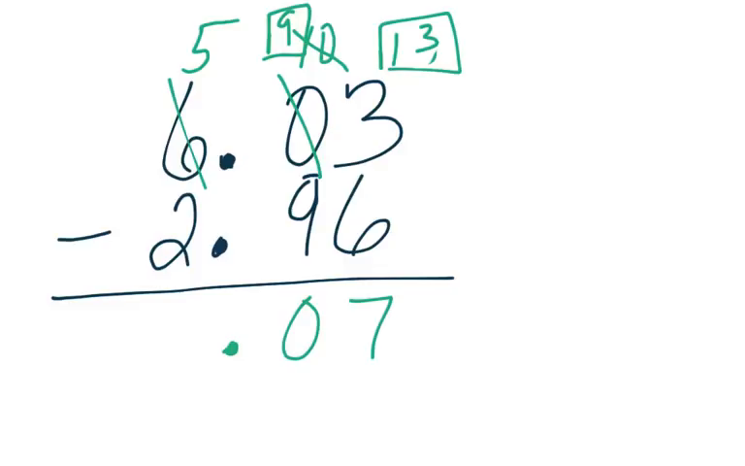Bring my decimal down first. I forgot to do that. Make sure you bring your decimal point down. Don't make the mistake that I just made. And then 5 minus 2 is 3. So now I need to go through and check my work.